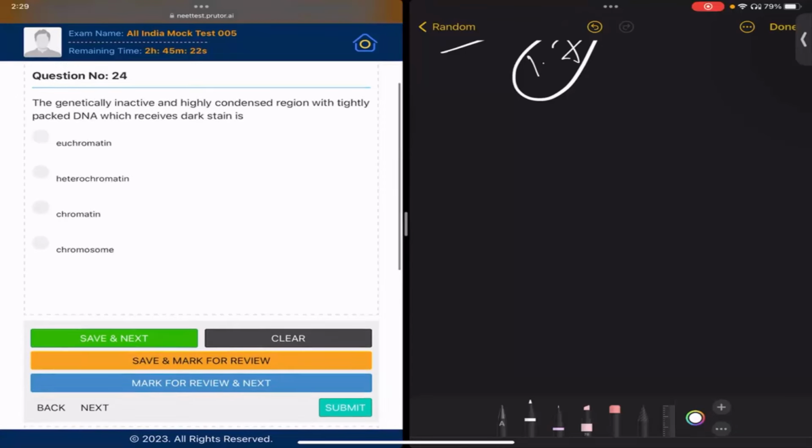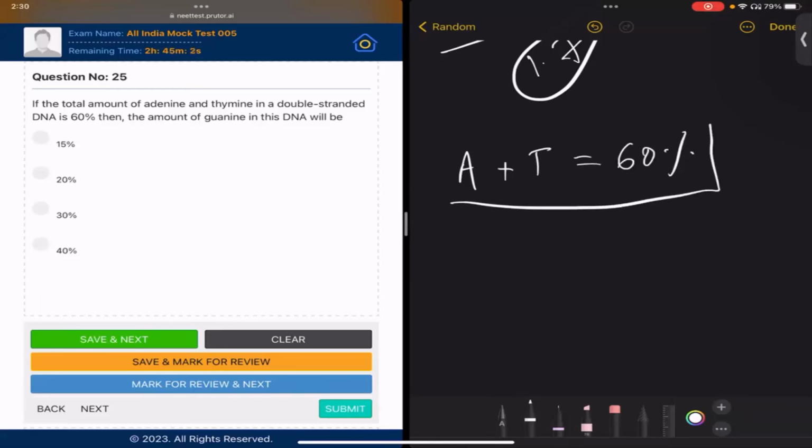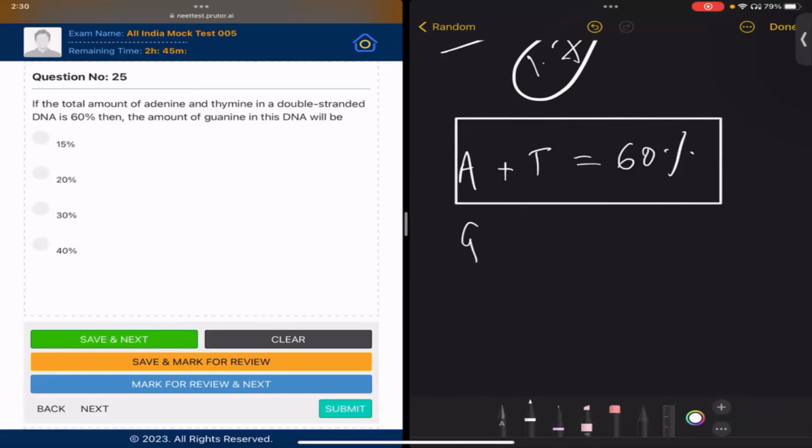The genetically inactive and highly condensed region with tightly packed DNA which receives dark stain. Okay, genetically inactive, receiving dark stain, heterochromatin. If the total amount of adenine and thymine is 60%, what will be the amount of guanine? So adenine plus thymine is equal to 60%. Okay, so how much is left? 40% is left. Guanine and cytosine together are equal to 40% and both are equal. So each is 20%. Okay.